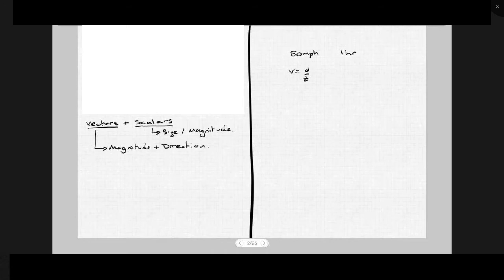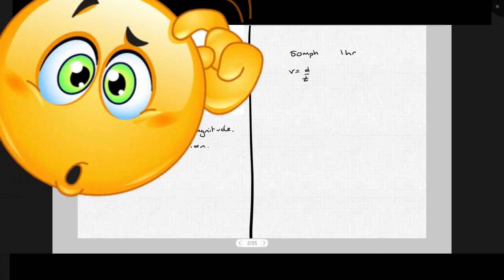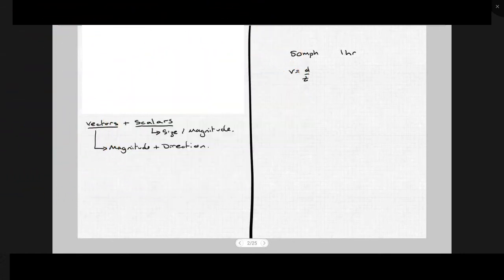If I then said, where is it compared to the starting point? The answer is you don't know. What you do know is it's somewhere within 50 miles of the starting point, but it could be 0 because it could have done a big circle with a circumference of basically 50 miles or some erratic path that ended up at the same point 1 hour later. All you know is it is within 50 miles of you.